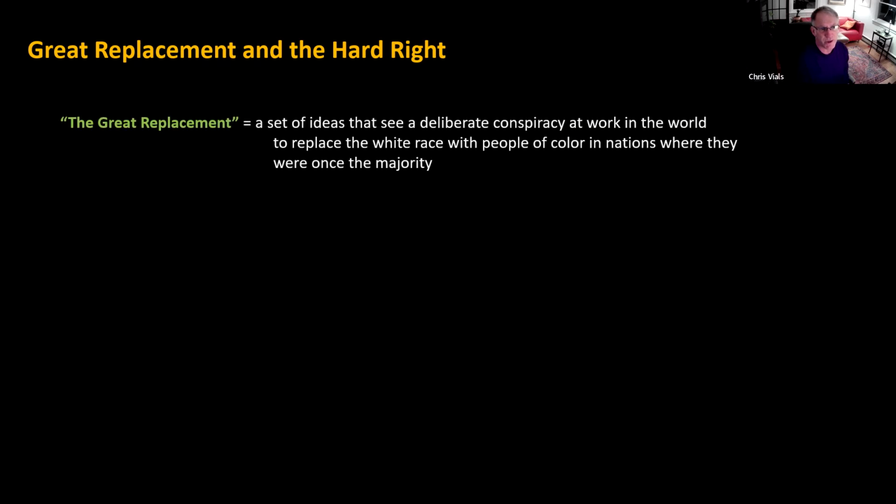Now, guiding a lot of this, and this is one of my last points, is the Great Replacement, the idea of the Great Replacement and the hard right. Some of you are probably familiar with this to a point. The Great Replacement is a set of ideas that sees a deliberate conspiracy at work in the world to replace the white race with people of color in nations where they were once the majority, right? And this is what sets it apart: it's often a deliberate conspiracy to replace whites. And the conspiracy, depending on the version of the Great Replacement, is either driven by Jews, including George Soros, or driven by just globalist elites, multiculturalists, folks that are not necessarily named. But it taps into anti-Semitic theory as well.